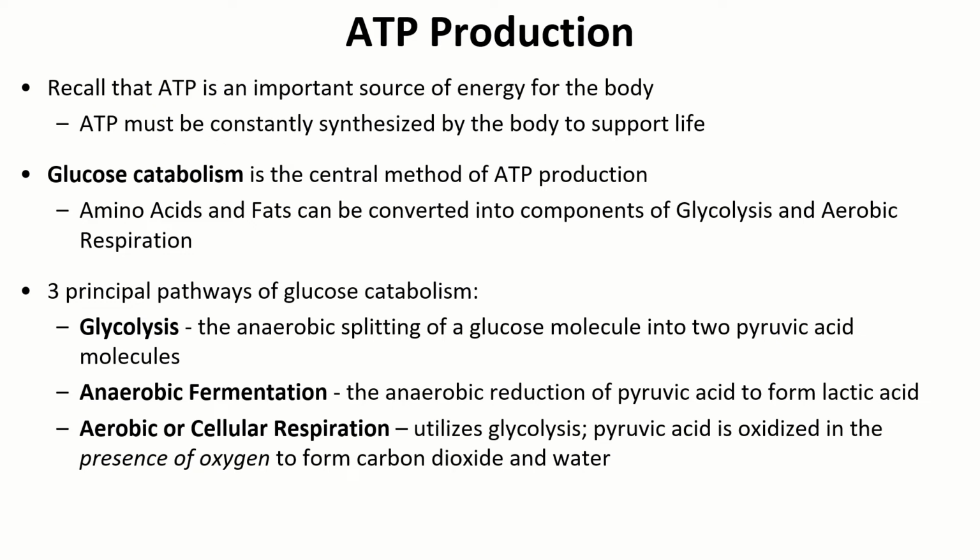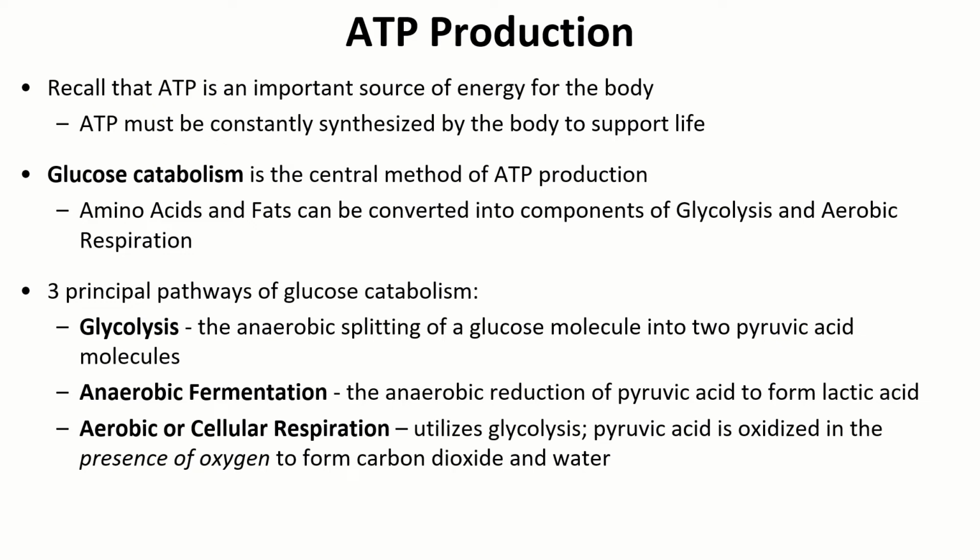The first is glycolysis. This is an anaerobic splitting of a glucose molecule into 2 pyruvic acid molecules. The second is anaerobic fermentation, and this is the reduction of a pyruvic acid, see above, formed from glycolysis, and that pyruvic acid will be formed into lactic acid. And finally, we have aerobic respiration, also known as cellular respiration. This uses glycolysis, and it takes its product, pyruvic acid, then oxidizes it in the presence of oxygen, so it forms carbon dioxide and water.